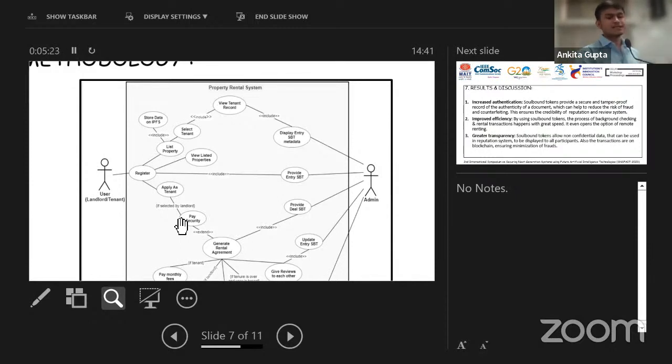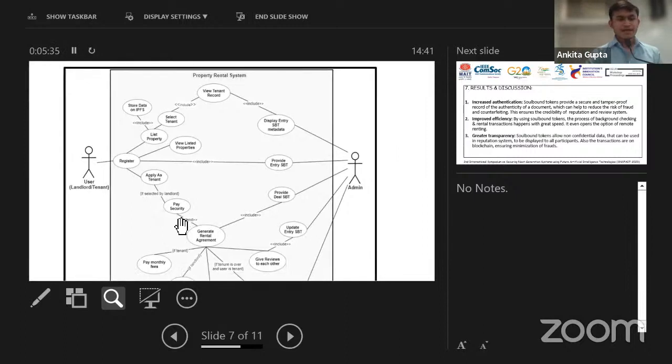This would actually form a property contract for the respective property, and all the rental transactions would occur on this smart contract. The user applies as a tenant.